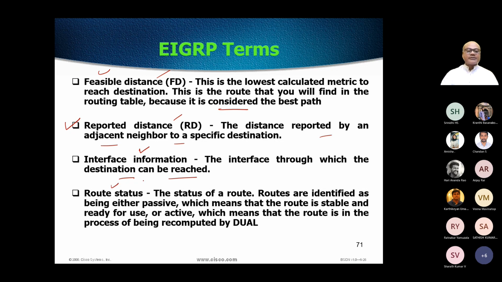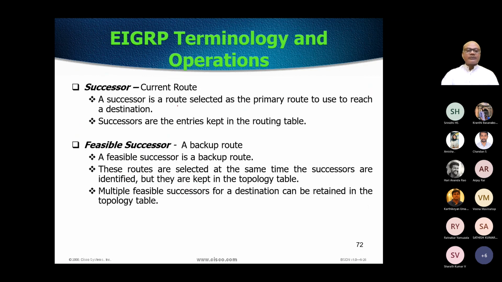Okay, route status. Your route status is identified either as passive, which means the route is stable and ready to use, or active. Same thing here, it is going to calculate your metric. Okay, who is the best path to reach your destination? Successor route we also call your current route, and feasible successor, as I told you, is your backup route. There might be multiple successors for the destination retained in the topology table. There might be multiple, so we can use it.